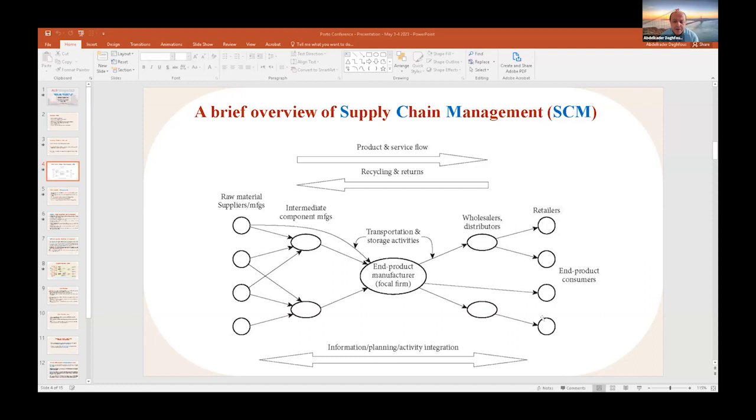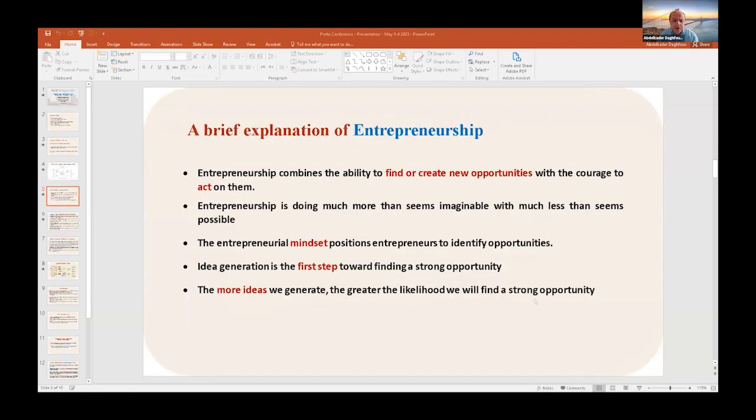Of course, the products are moving from the left to the right, and if there is any recycling or returns, it will be moving from the right to the left. And in the middle of all of this, there is transportation, storage, logistics, payments, planning, information. All of these activities are used to link all of these members of the supply chain.